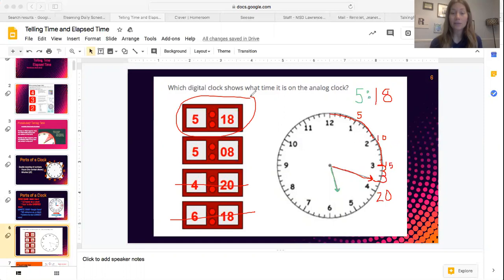Today on Seesaw, you are going to do an activity very similar to this. You are going to be looking at analog clocks. You're going to be counting by fives till you get to the nearest 5 minutes. And then you're going to be counting on by ones to find the nearest minute, just like we did together.